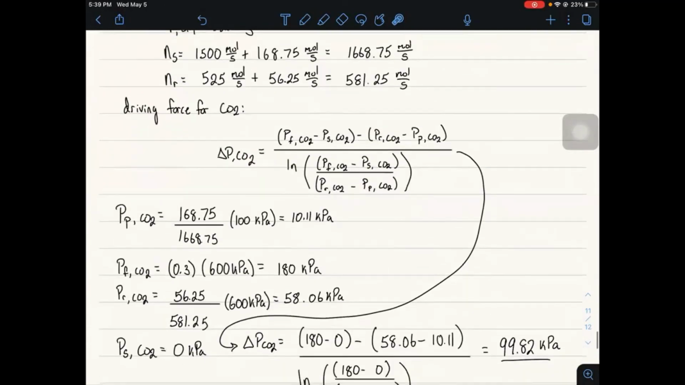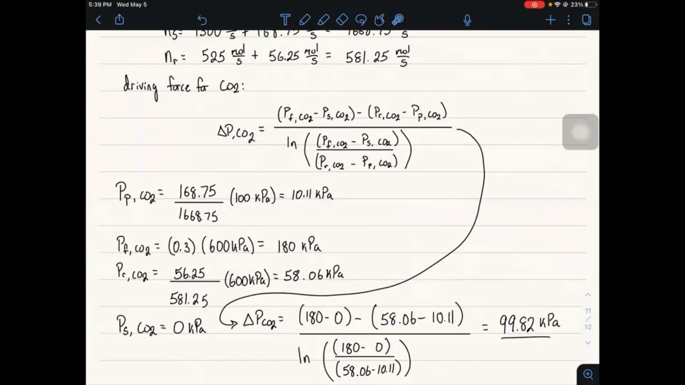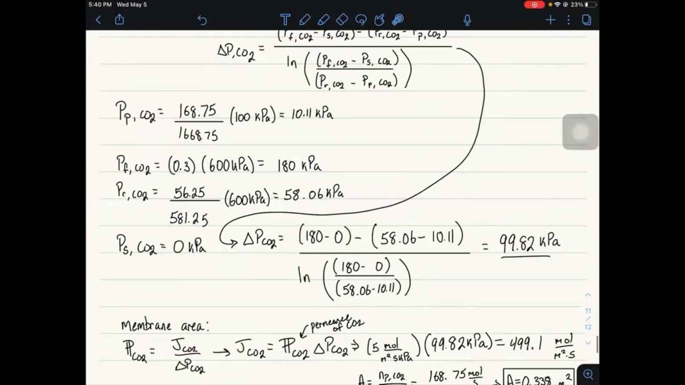And then we figure out what the driving force for CO2 is with this equation here, which is analogous to the log mean temperature difference. So we just figure out the different values right here, plug them in, and then we get that the change in pressure of CO2 is equal to 99.82 kPa.